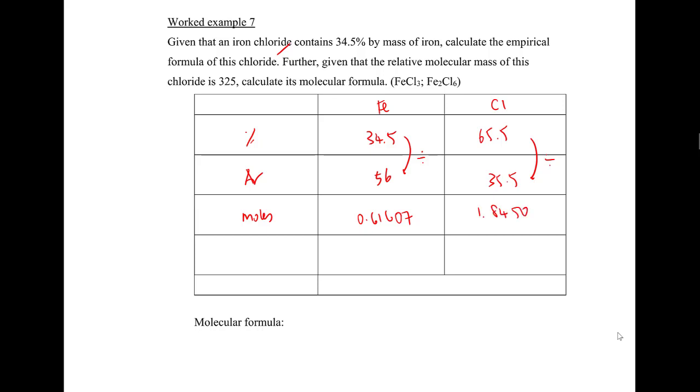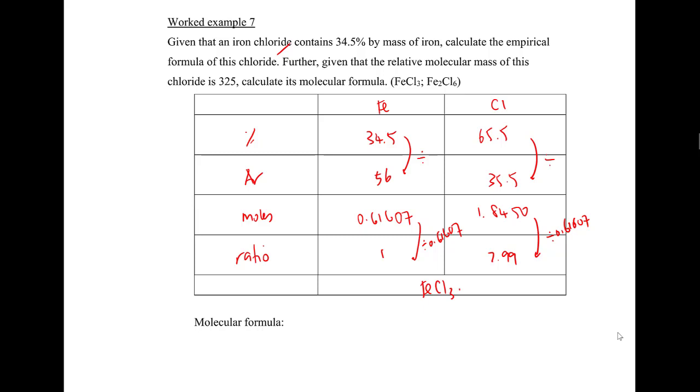1.8450. And next, you want to divide both numbers by the smaller decimal. So I'm going to divide both numbers by 0.616. This is 1, and 1.8450 divided by 0.61607 gives me 2.99. And therefore, the empirical formula is FeCl3, because 2.99 is about 3.